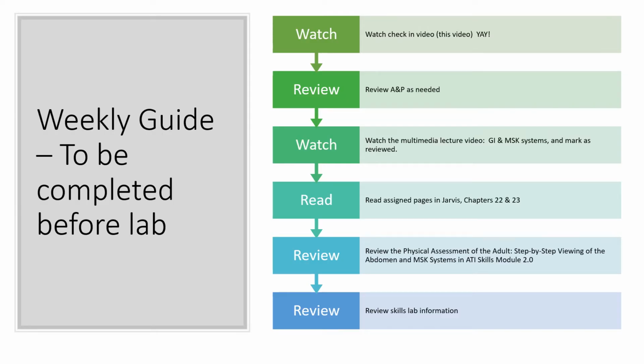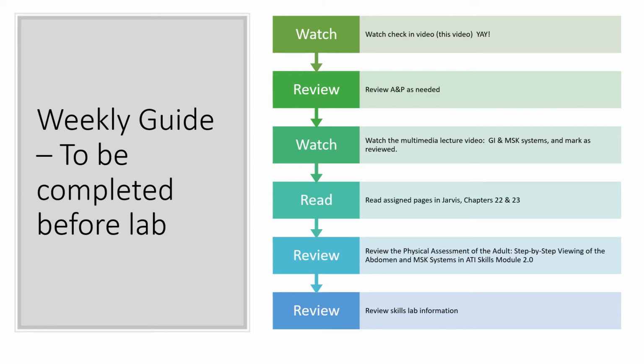This is the weekly guide to be completed before lab, so you're to watch the check-in video. You want to review your anatomy and physiology as needed. You are to watch some multimedia lectures on the GI and musculoskeletal systems and mark them as reviewed. Read assigned pages in Jarvis chapters 22 and 23. And also review the physical assessment of the adult step-by-step viewing of the abdomen and musculoskeletal systems in the ATI modules. And then also review the skills lab information.